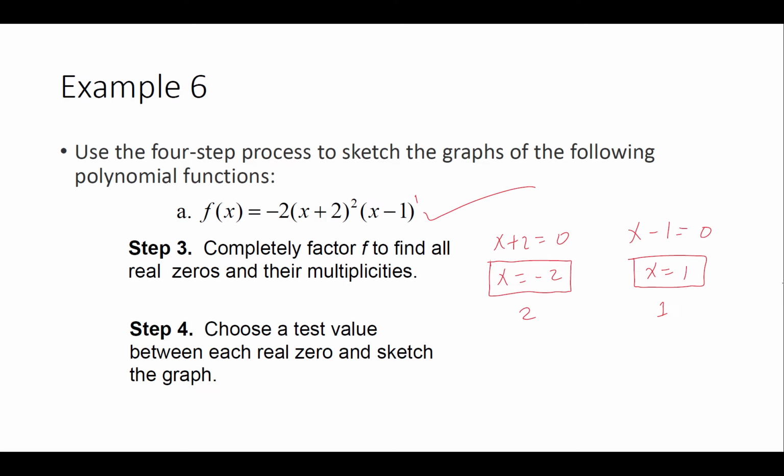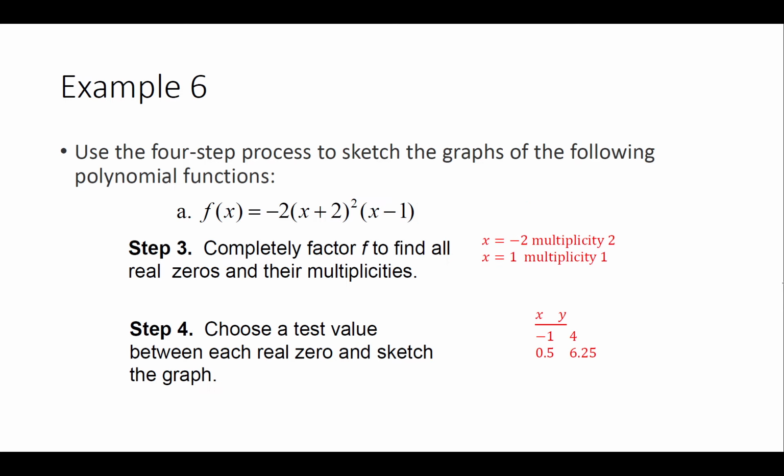And now we also need some testing values to find out exactly. We need some testing values as well that will help us to plot the graph. So now x equal to -2 has a multiplicity 2, x equal to 1 has a multiplicity 1, and I choose these testing points. Let's say x equal to -1, x equal to 0.5. These are the values I'm going to get for y. Just put x equal to -1 here. You can choose any testing point.